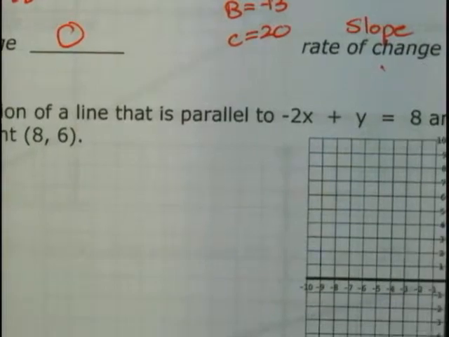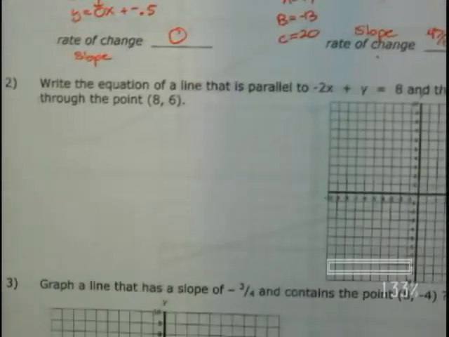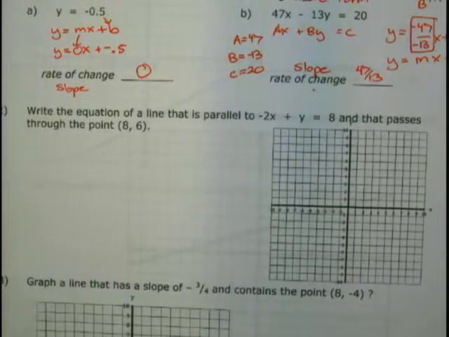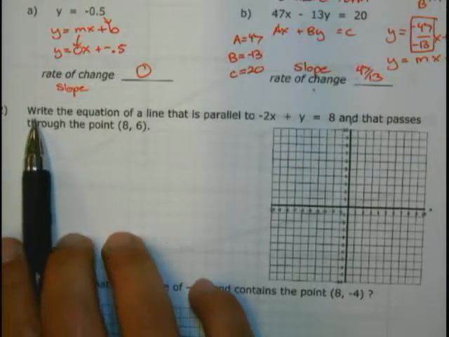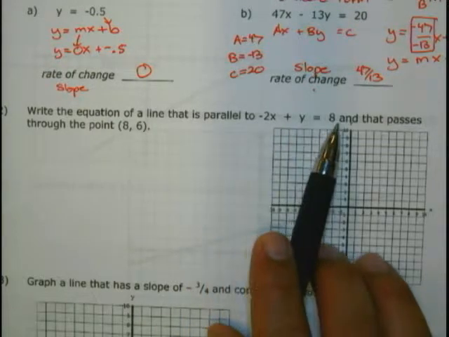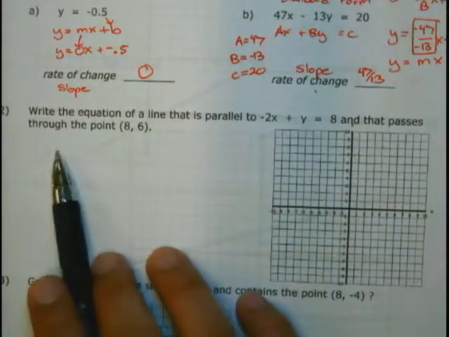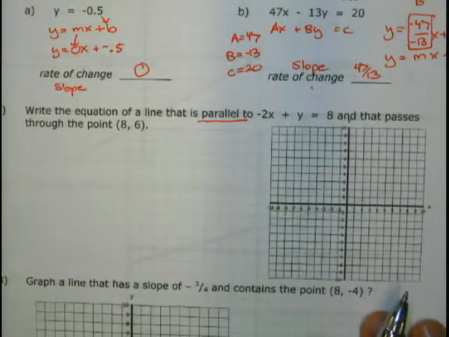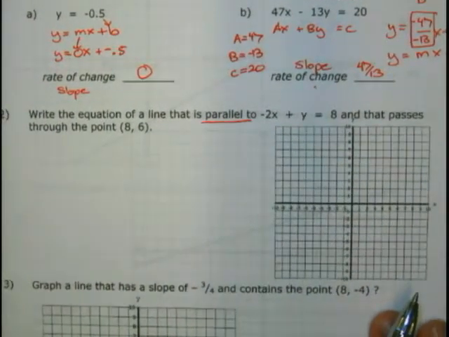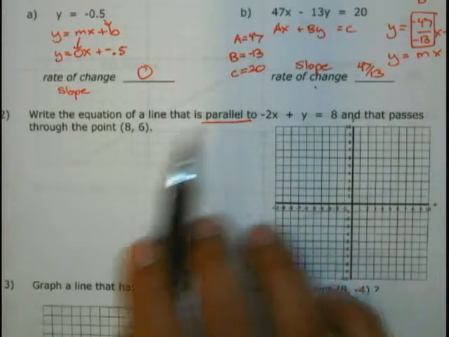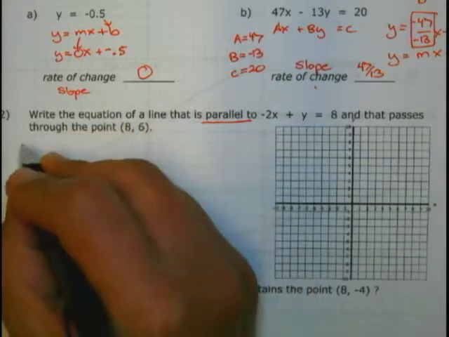Now let's go ahead and look at the next one. I'm going to zoom out so you'll be able to get a better view of the whole problem. Okay. Now this question is asking us to write an equation of a line that is parallel to negative 2x plus y is equal to 8 and passes through the point (8, 6). First of all, parallel means that your new equation, this is going to be one of those problems. If they want something that's parallel and they give you a point, that means you're going to be given the slope and a point.